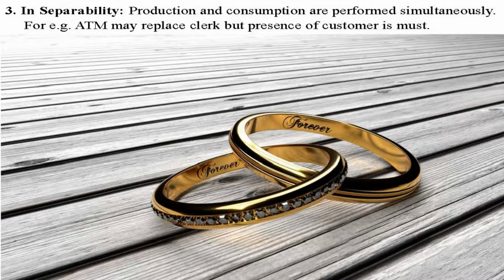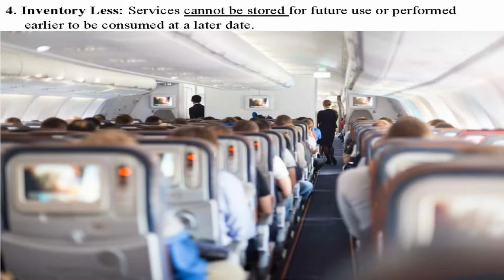Inseparability. Production and consumption are performed simultaneously. For example, an ATM may replace the clerk, but the presence of the customer is a must. Here you can't separate the service. There must be a physical existence of the receiver. Inventory less. Service cannot be stored for future use or performed earlier to be consumed at a later date. You can't use a service at a later date or even earlier. When you book a flight ticket, you can't postpone or prepone it because the service has an exact date. It will happen on that particular date.